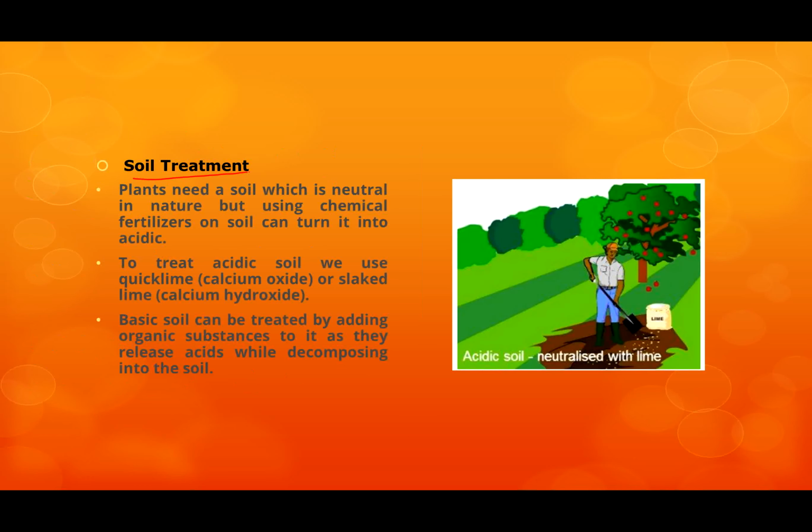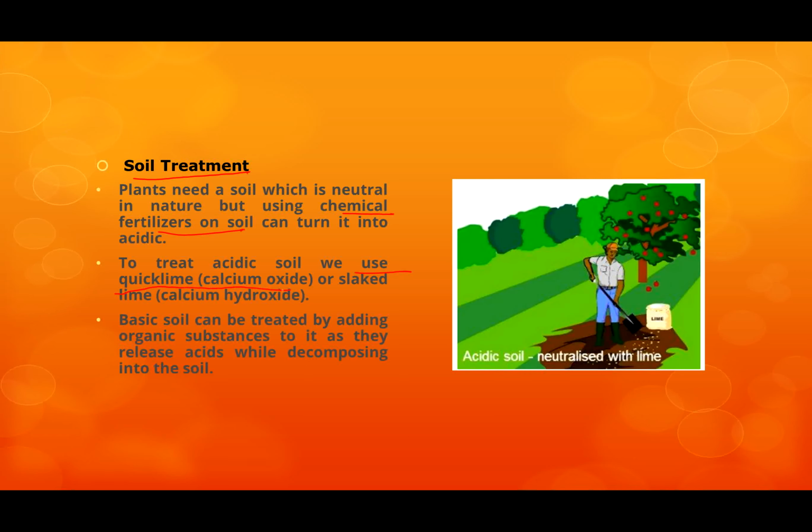Next is soil treatment. Now soil has to be neutral for good production of crops. So sometimes what happens, using too much chemical fertilizer, the soil turns acidic and it affects the production of the crop. So we need to get rid of the acidic nature of the soil. We have to add a base.